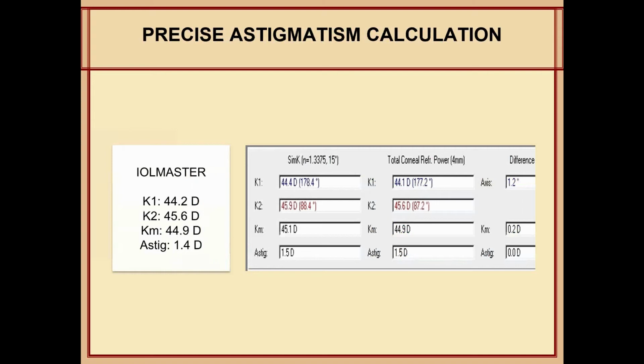Now, when I do astigmatism cases, I routinely do a Pentacam and I compare all the results. If you have a case like this one, where the IOL Master gives you 1.4 diopter of astigmatism, the SimK 1.5, the total refractive power 1.5, serendipity, you don't have to worry. You know exactly what you're going to do. And actually, these patients do extremely well because all the values go along the same line, and that means there are really not many variations in the corneal power at different points of the cornea.